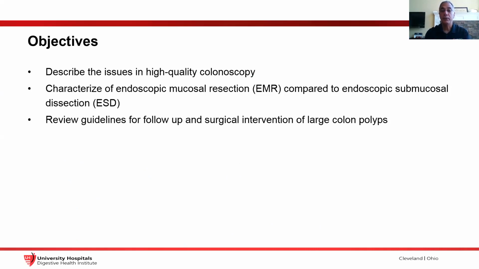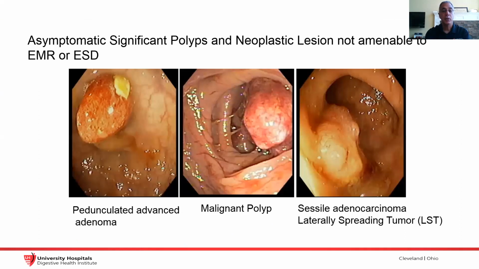I assume that all of you do surgery and the majority of you do colonoscopy. And so I'd like to start off with what we're not talking about today. We're not talking about an advanced adenoma that's pedunculated. We're not talking about a malignant polyp. And we're not talking about a sessile adenocarcinoma that could be termed laterally spreading tumor.